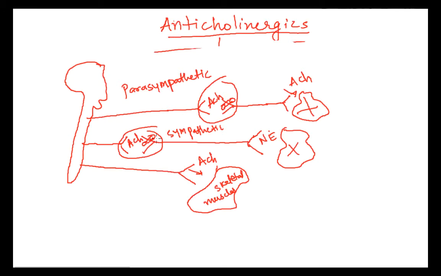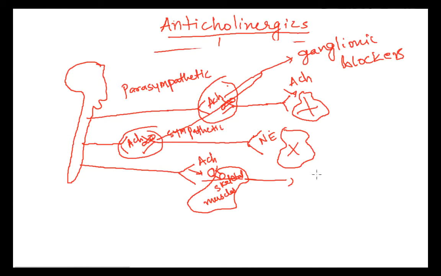The ACH ones here in the preganglionic work through nicotinic channels. So in the preganglionic neurons, your acetylcholine neurotransmitter moves further by acting on these nicotinic ion channels, and on the skeletal muscles also you have nicotinic ion channels. The drugs that block this and this are called ganglionic blockers, and the drugs that block here are called neuromuscular junction blockers. So understand this nicely.